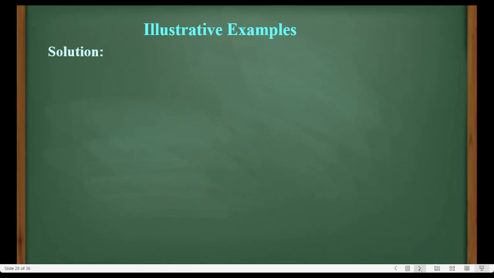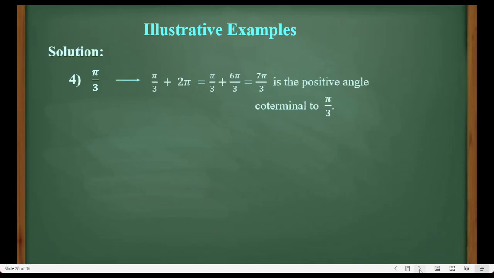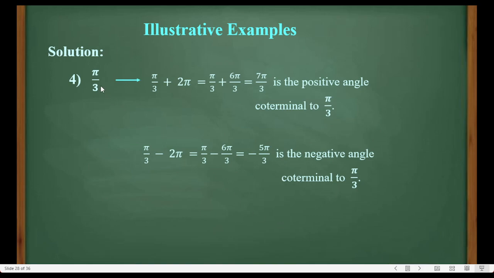And for the last one, number 4, pi over 3. To get its positive coterminal angle, we add 2 pi, and the result is 7 pi over 3. And what about the negative coterminal angle to pi over 3? We go back to pi over 3, and this time we subtract 2 pi, and the result is negative 5 pi over 3. So for pi over 3, the positive coterminal angle is 7 pi over 3, and its negative coterminal angle is negative 5 pi over 3.